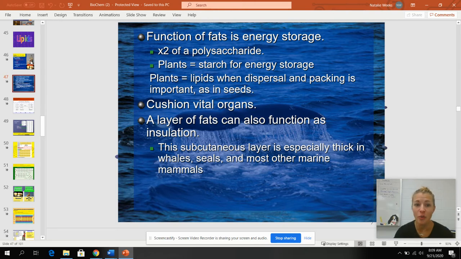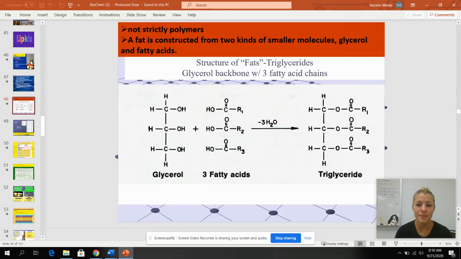Fats also cushion your vital organs, and a layer of fat in your body also serves as insulation. Fats are also not strictly polymers. We actually have two different kinds of smaller molecules that go into making a fat. Typically when we talk about monomers, the monomer of a carbohydrate would be a monosaccharide, for a protein it would be an amino acid, or for a nucleic acid it would be a nucleotide. That doesn't 100% hold up for these lipids.